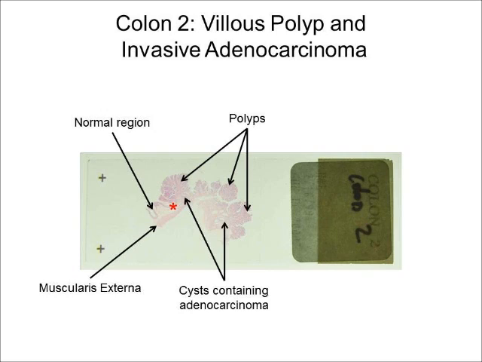Also locate the presence of large cyst-like structures in the muscularis externa that are filled with clear mucin. And finally, locate the region of normal colon tissue located on the edge of this section. Place a slide on the microscope and examine the region indicated by the red asterisk using the 4x objective lens.